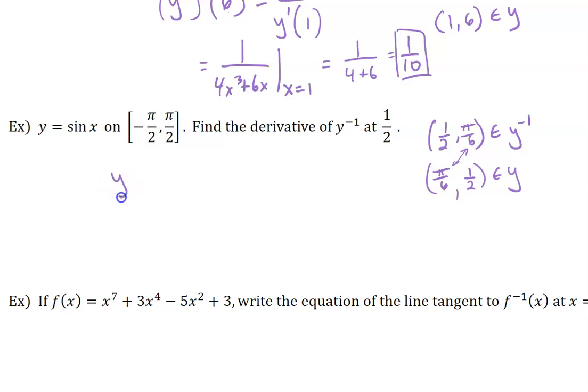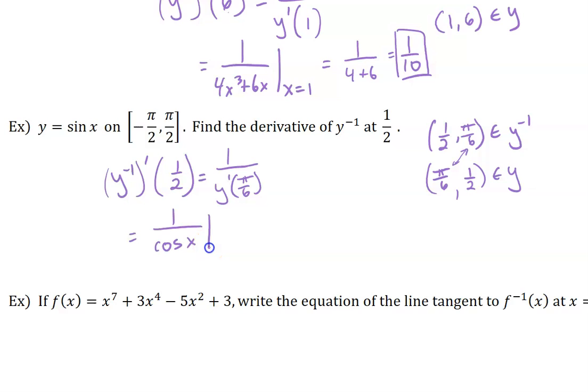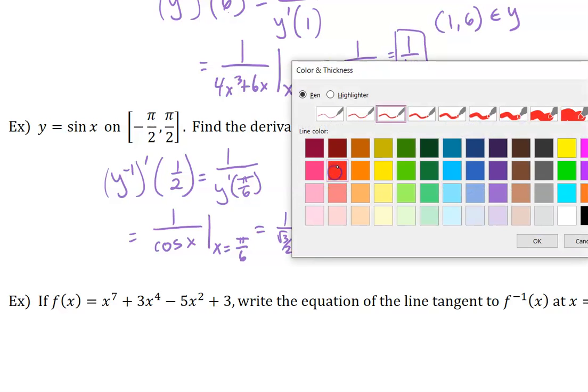Okay, so then if I want to find y inverse prime of 1/2, this is going to be equal to 1 over y prime of pi over 6. Okay, again, I'm writing out a full statement. Okay, and so then that becomes 1 over, and now the derivative of the original function is cosine x, and we are evaluating when x is equal to pi over 6. So 1 over cosine of pi over 6 is going to be 1 over root 3 over 2, which is 2 over root 3.